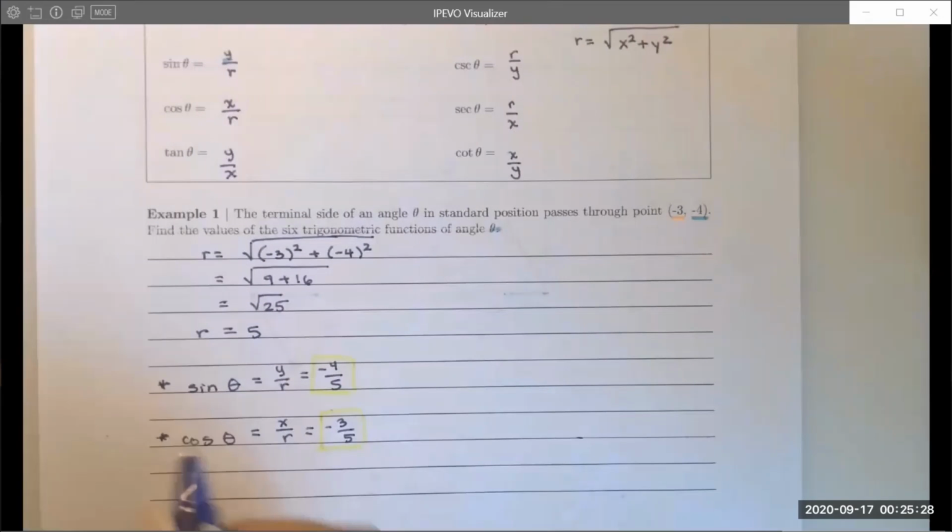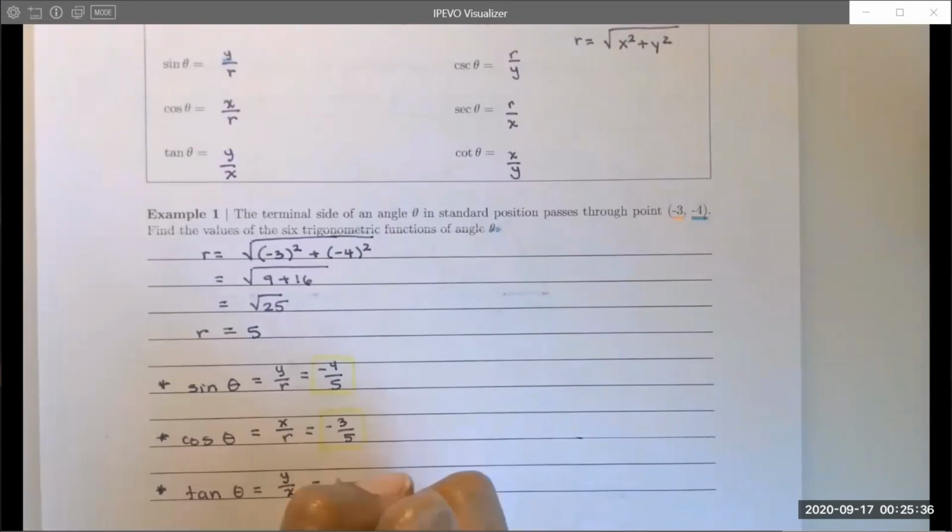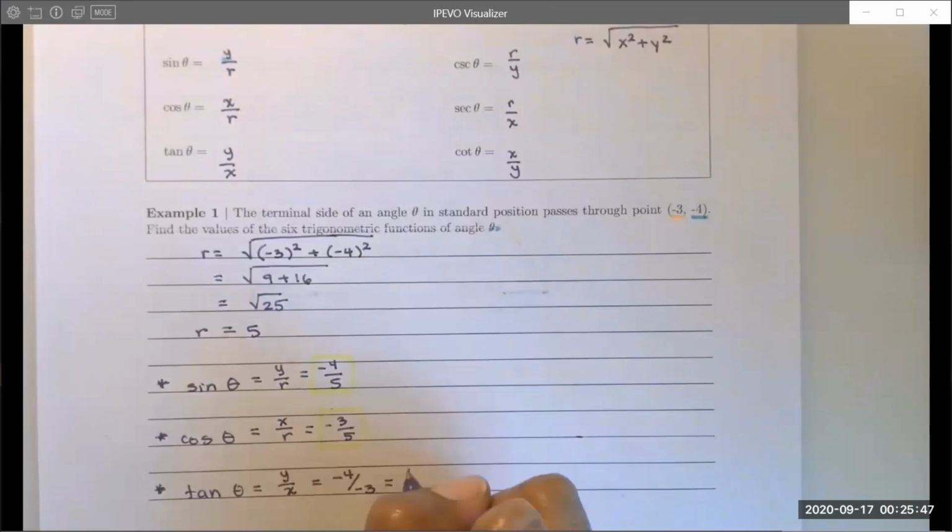All right, let's look at tan. Tan theta will be y over x, and y is -4, x is -3. What happens when we have negative over negative? Becomes a positive. Yeah, it becomes a positive. Good. So this is going to become a 4 over 3.